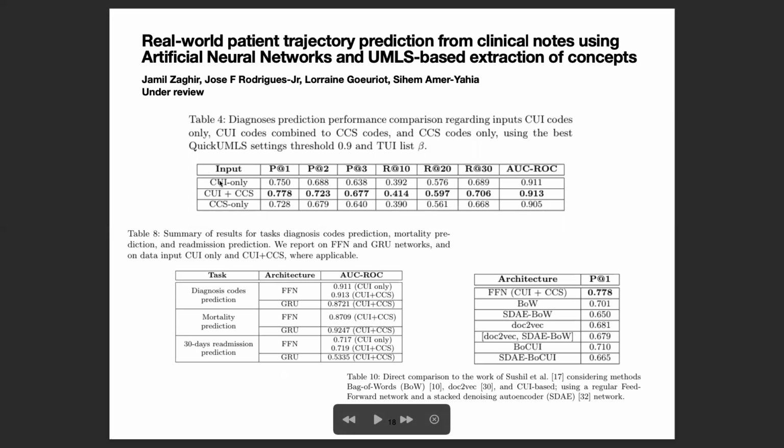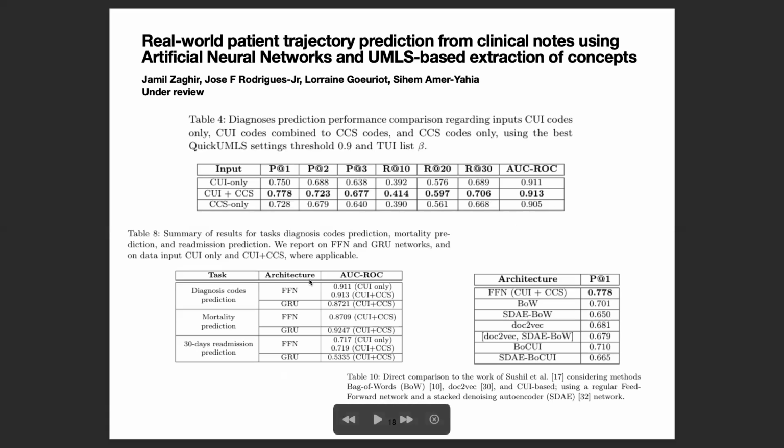So CUI is concept unique identifiers from UMLS, which is a very broad knowledge base. And the CCS is actually a smaller concept set that is mapped with UMLS CUIs. And so here you have the results across all the metrics of the prediction using either CUIs, CCS, or both. And the results show that actually combining them is the best option, again, on our data.